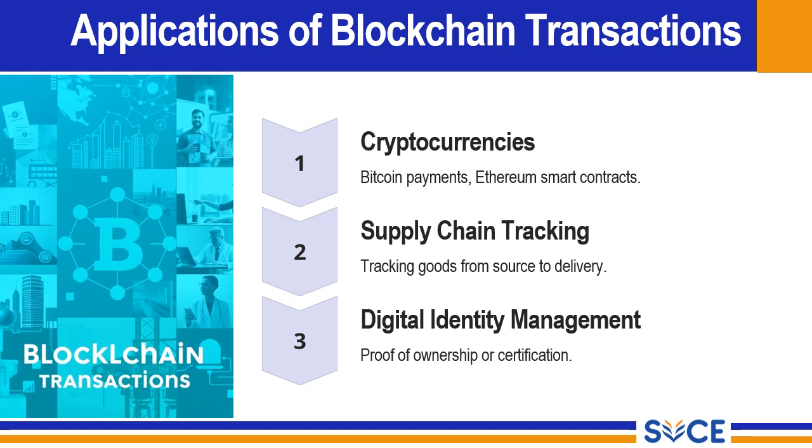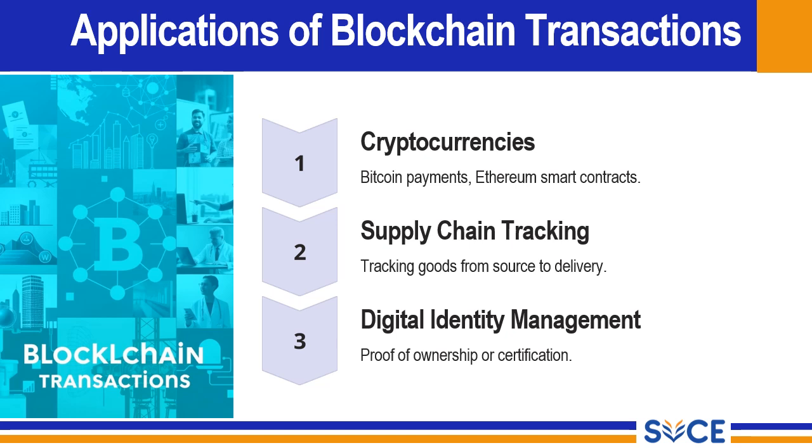Have you ever wondered how companies ensure their products are genuine? The blockchain transactions store real-time data on goods, ensuring authenticity and transparency. For example, a coffee company tracks its organic beans from farmer to your cup. By scanning a QR code, you can verify the product's journey and ensure it's ethically sourced.